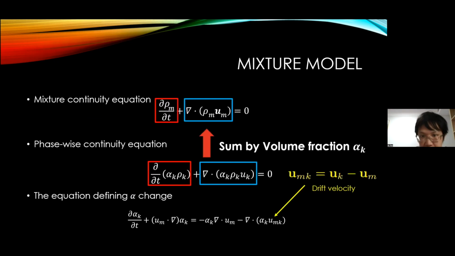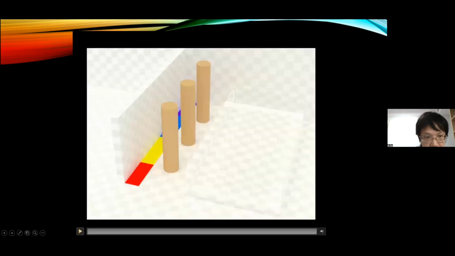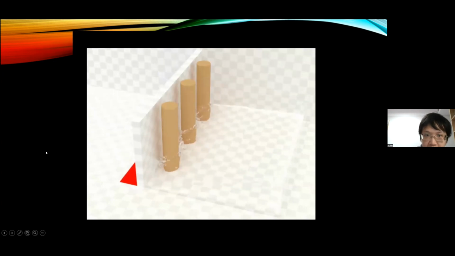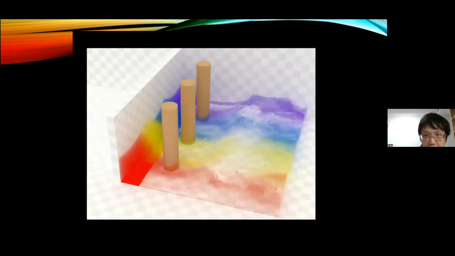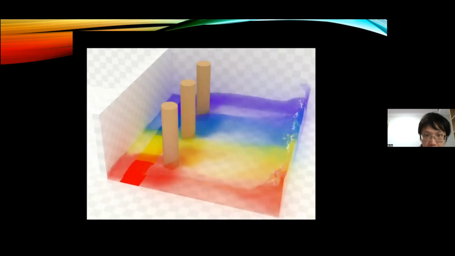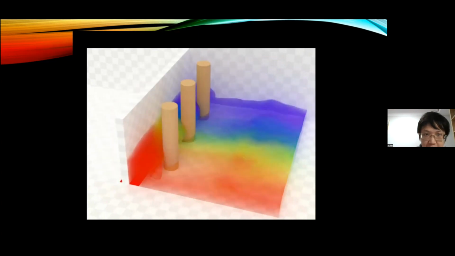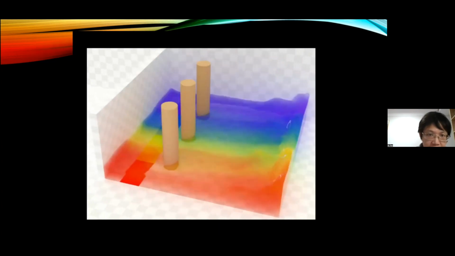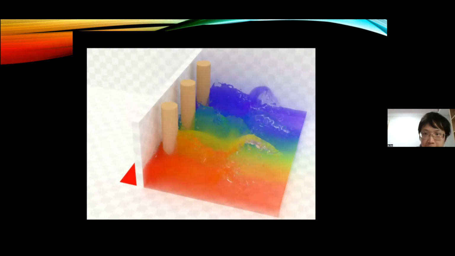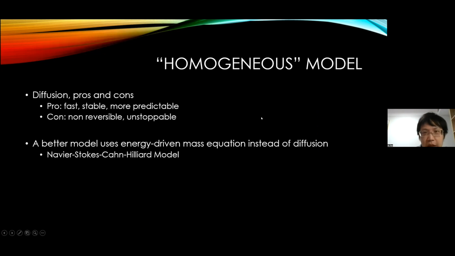There is an example here. Originally, I think there are about 8 phases in this example, 1 transparent and 7 colored phases. So this is the mixed model, and let's first move on to the homogeneous model.